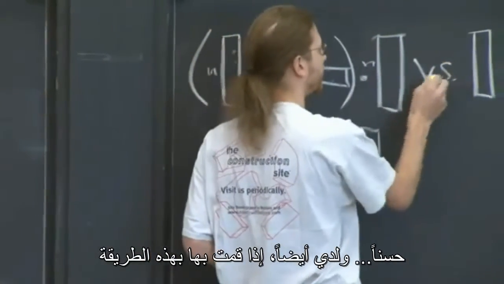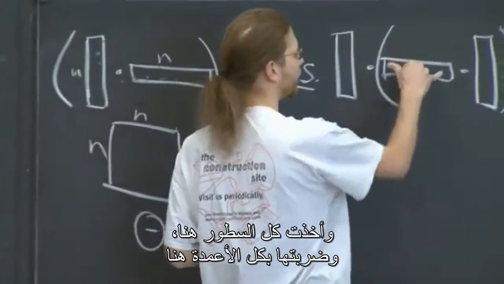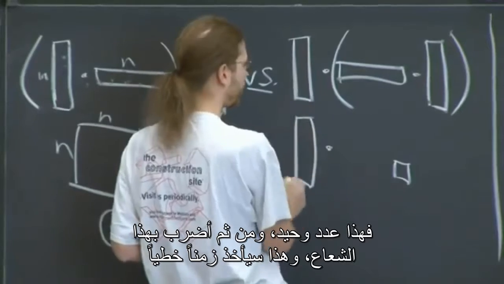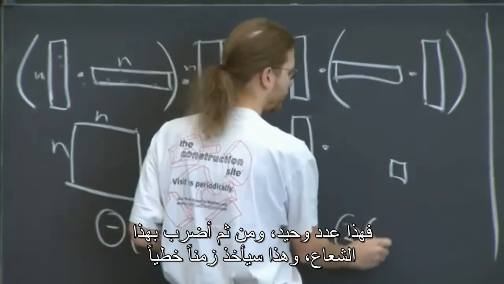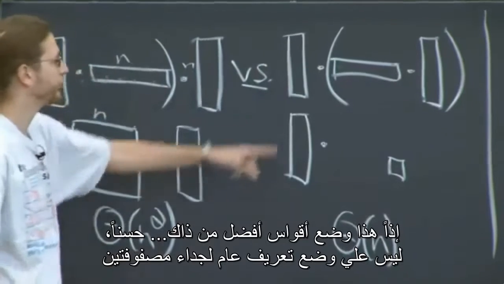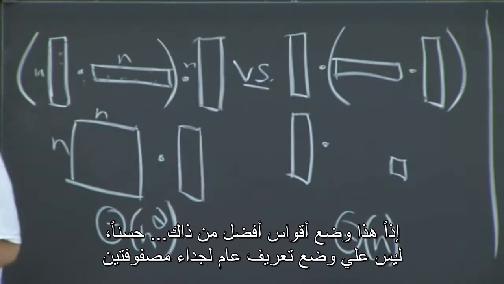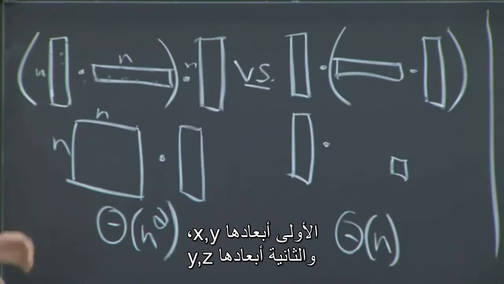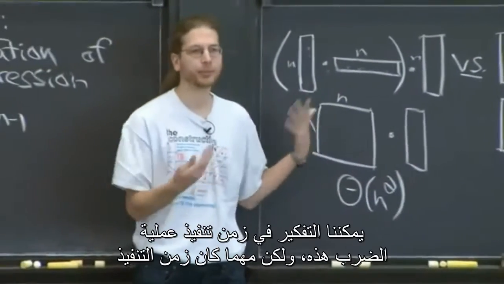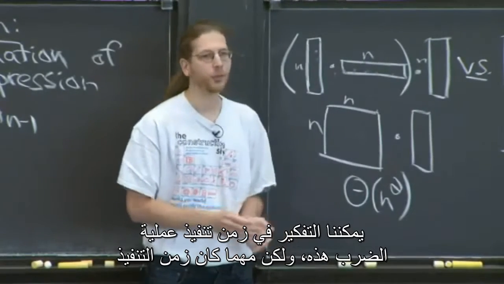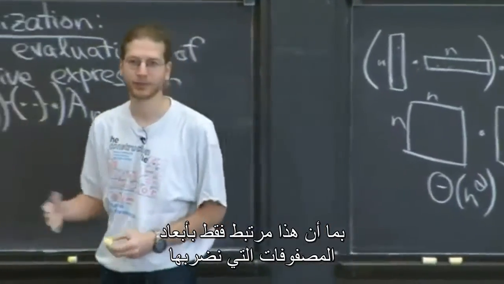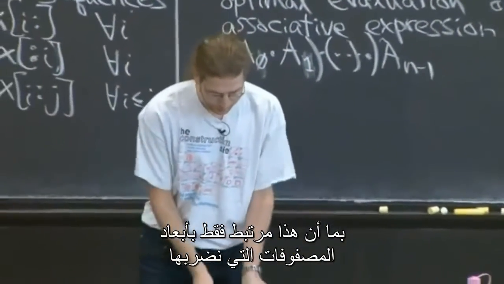Versus, if I do it this way, I take all the rows here, multiply them by all the columns here. It's a single number. And then I multiply by this column. This will take linear time. So this is a better parenthesization than this one. Now I don't even need to define in general the running time for an x by y matrix times a y by z matrix. Whatever the running time is, dynamic programming can solve this problem, as long as it only depends on the dimensions of the matrices that you're multiplying.